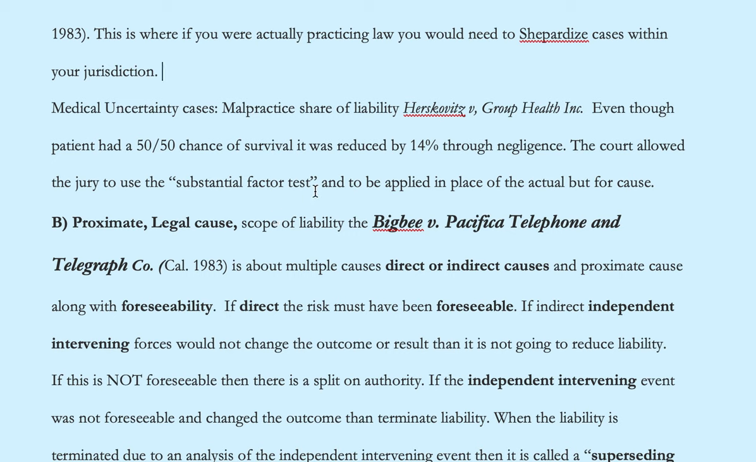Okay, so in the first case, remember I said you can't have causation unless you meet the first prong, but they will allow substitution sometimes for a substantial factor test, okay? And this is going to be applied in place of actual cause.